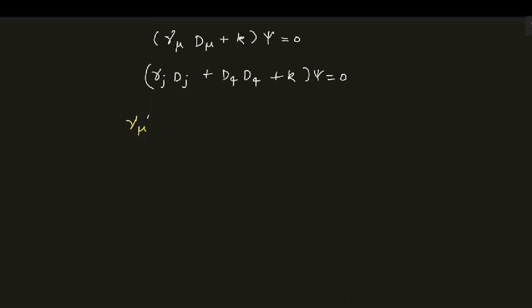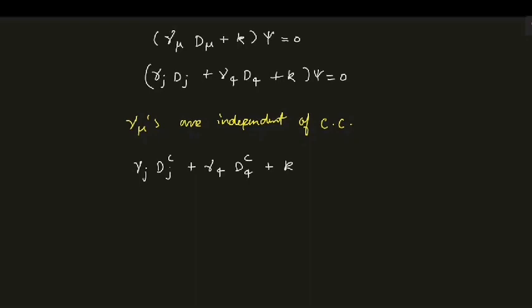The gamma mu's are independent of charge. They have no charge in their matrix elements, so they are basically independent of charge. That means they are also independent of charge conjugation. CC is shorthand for charge conjugation. So now you will get gamma j charge conjugated equal to gamma j, so you can remove that. Gamma j D_j charge conjugated plus gamma 4 D_4 charge conjugated plus kappa, which is m naught c by h cross and also independent of charge, times psi charge conjugated.